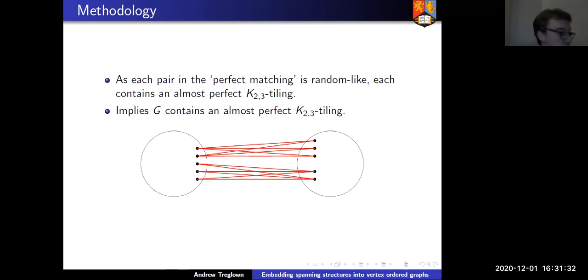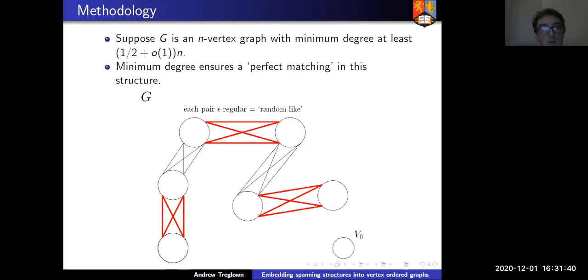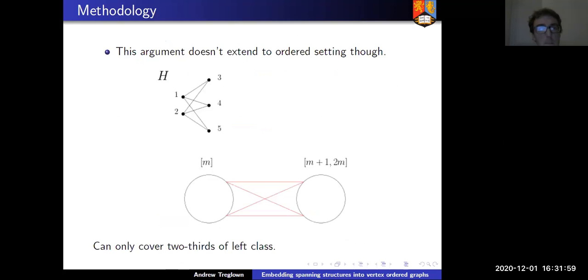So let's try and do that now in the ordered graph setting. Let's take an ordered graph G with minimum degree at least n over 2. Let's apply the regularity lemma. We can just forget about the ordering of the vertices for now and apply this. We can get these epsilon-regular pairs and we can find this perfect matching structure. All of that holds immediately. But then we get into problems. Now we're looking for a perfect H tiling where H is this graph here. So let's zoom in on one of these epsilon-regular pairs.